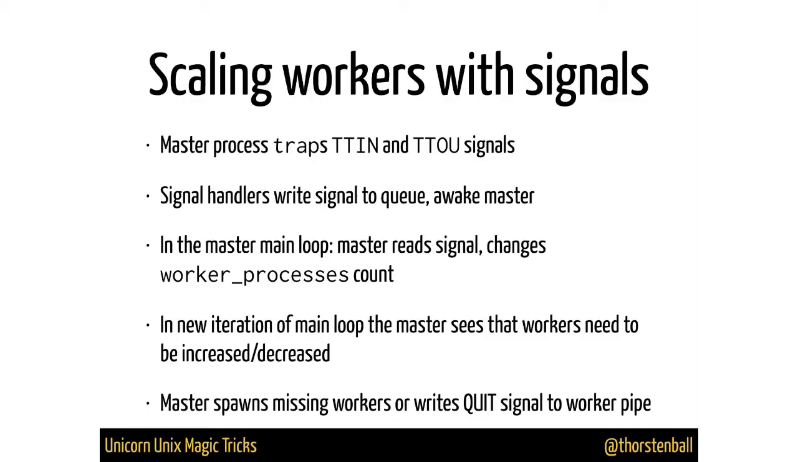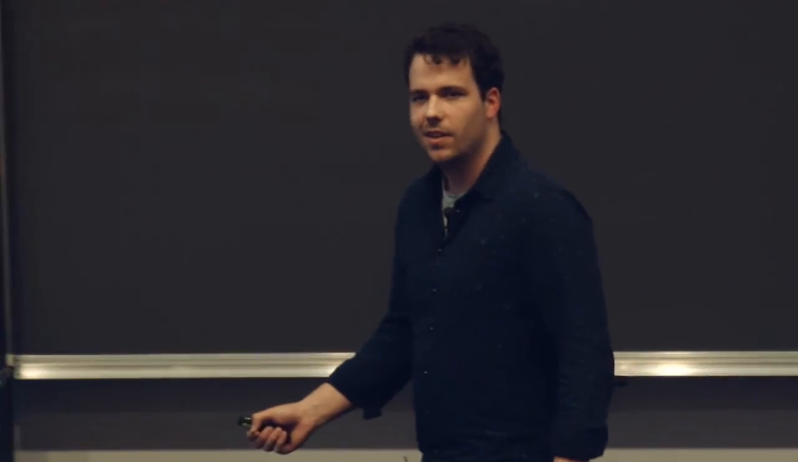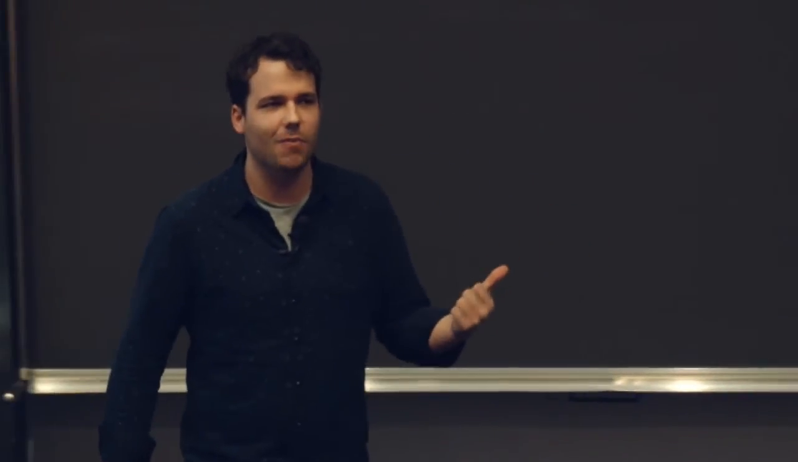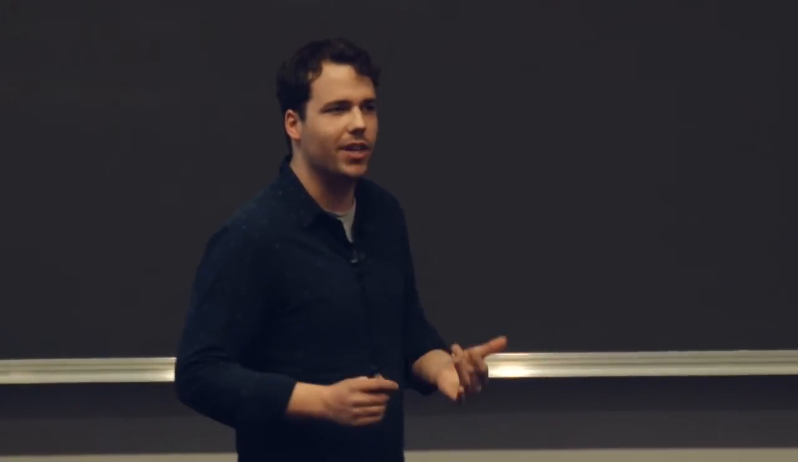Now the master process wakes up because there's a new byte in the self pipe. And it sees that it received the TTIN signal, which means increase the number of worker processes. And what it does then is it increases the variable worker processes. And after this, it's calling this method, which we saw earlier, the spawn missing workers method. But now it has to do one more iteration of this loop. It's going to call fork one more time. But that's it. That's all there is to it. It just increases one variable and runs this loop one more time, which creates a new worker process. Everything the worker process needs is already in memory.